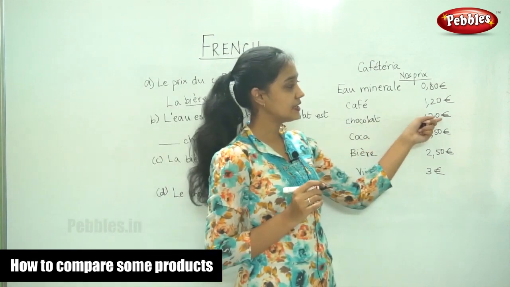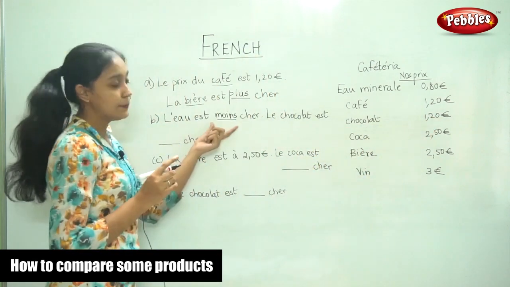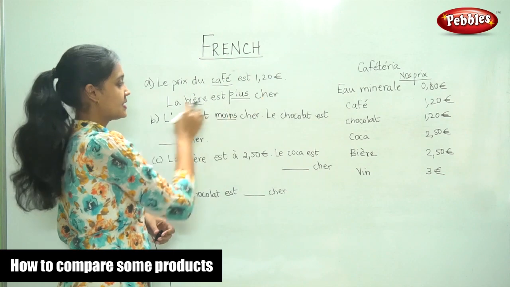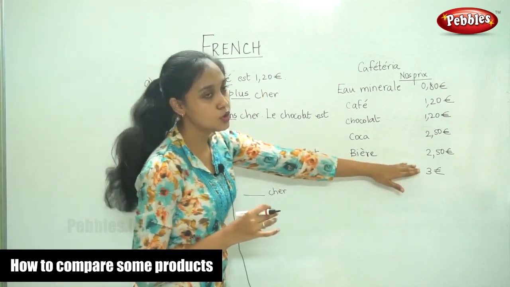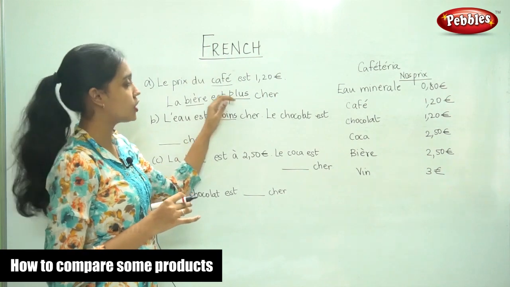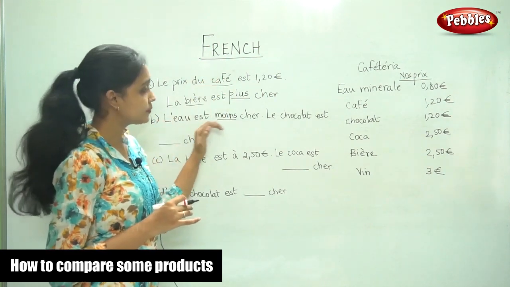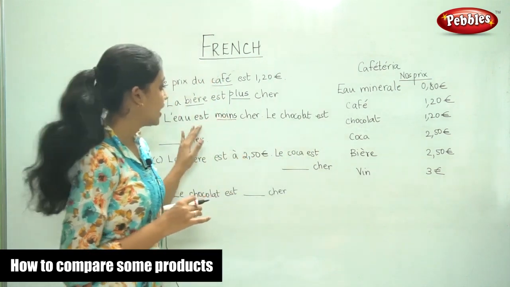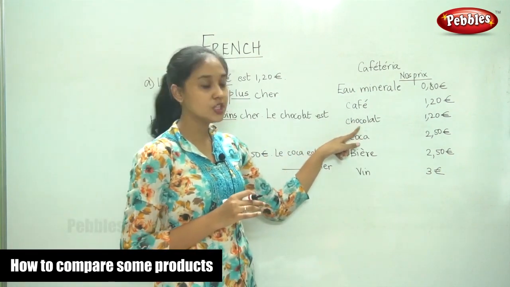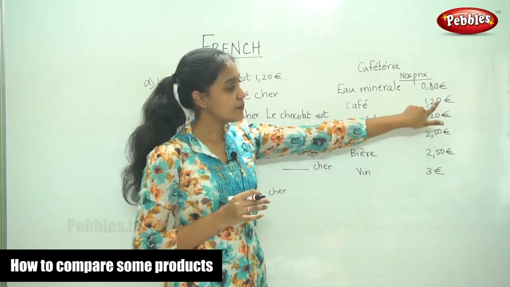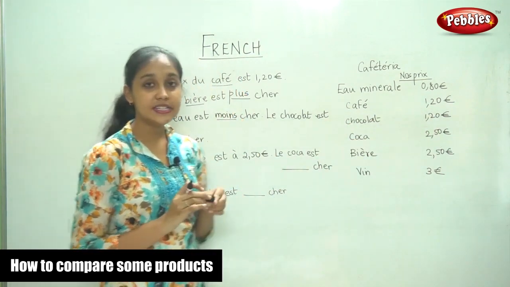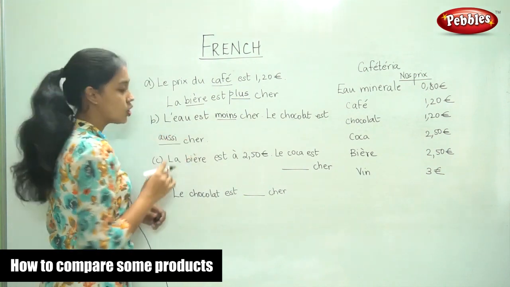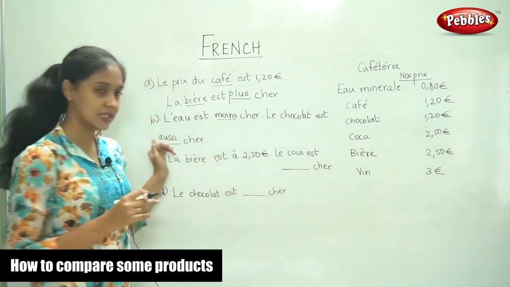And le chocolat is... so we are comparing these two to coffee, okay? So le prix du café is this, bière is plus cher que le café. It is more costly than café. And the water, l'eau is moins cher, lesser than the café. And le chocolat, if you see the chocolat, it is the same price as the café. So when two quantities are the same, we use the word aussi. Aussi cher. Le chocolat est aussi cher.